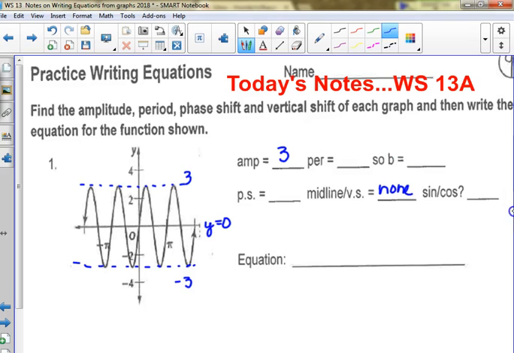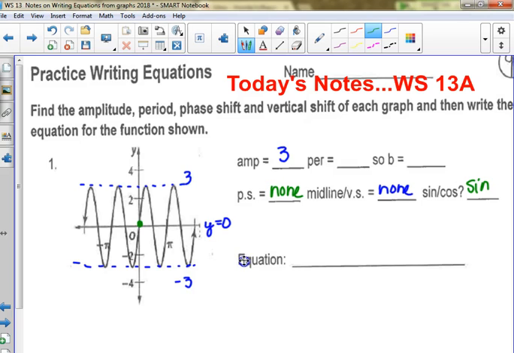Why do you say sine? Yeah, because it goes through the origin anyway, right? We shouldn't say starts. I say it all the time. All right. So are we going to need a phase shift if we use the sine?